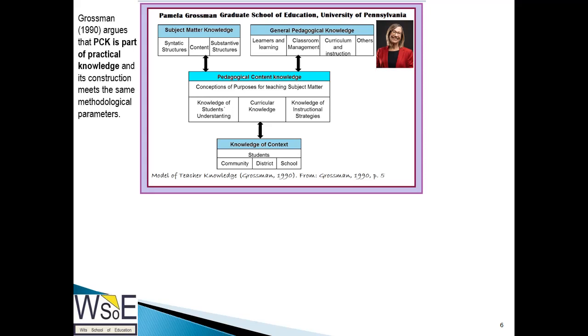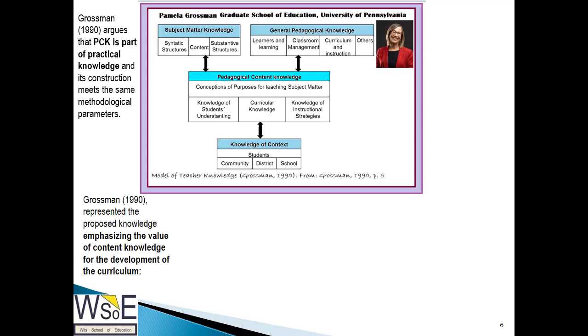Now, Grossman argues that PCK is part of the practical knowledge that teachers have, and its construction meets the same methodological parameters as constructing that practical knowledge. In other words, you have to be practicing, you have to be working within it and reflecting, and so on. She represented the proposed knowledge, emphasizing the value of the content knowledge for the development of the curriculum. So that content knowledge was extremely important for developing the curriculum. And that is knowledge students had to understand.